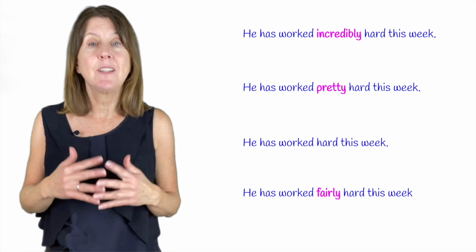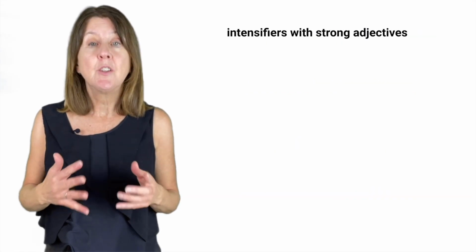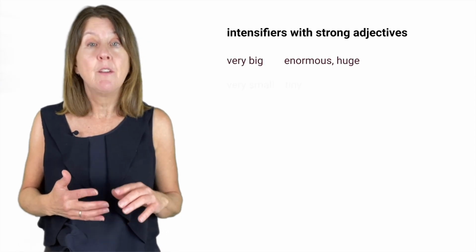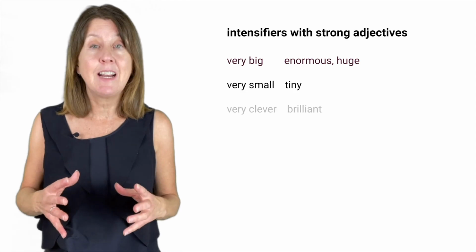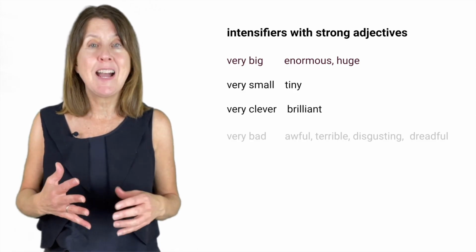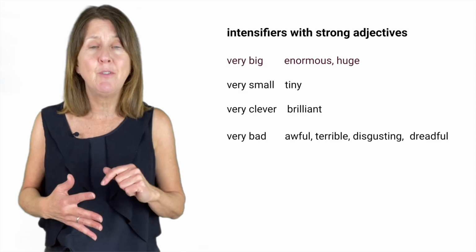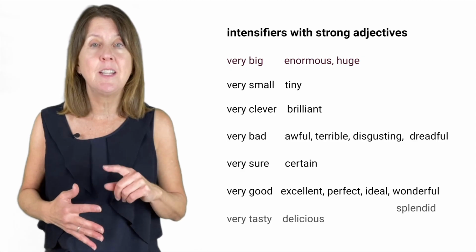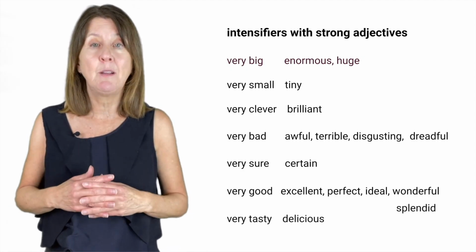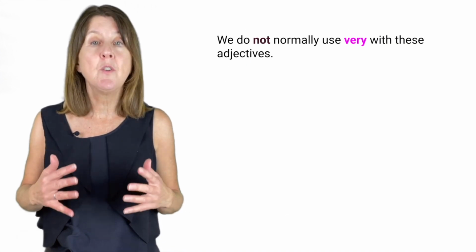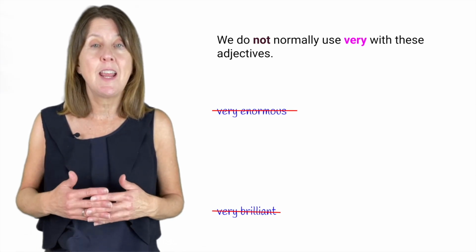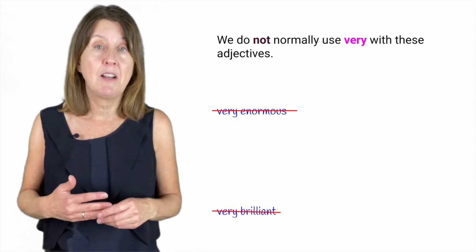So now let's look at intensifiers with strong adjectives. Strong adjectives are words like very big, which means enormous or huge, very small, which means tiny, very clever, which means brilliant, very bad, which is awful, terrible, disgusting or dreadful, very sure, which is certain, very good, which is excellent, perfect, ideal, wonderful and splendid, and very tasty, which is delicious. We do not normally use very with these adjectives. We do not say something is very enormous or someone is very brilliant. Instead, you could say really enormous or incredibly brilliant.